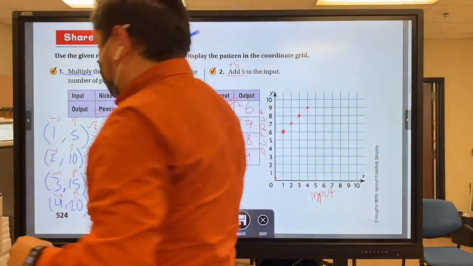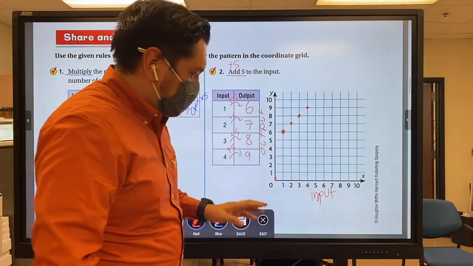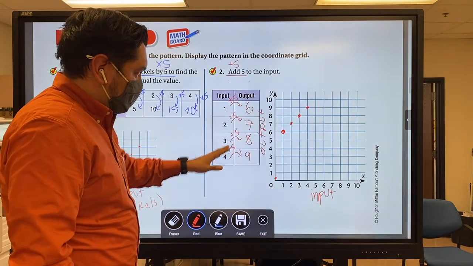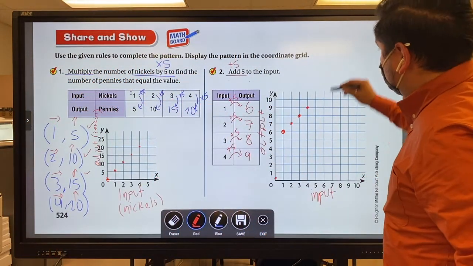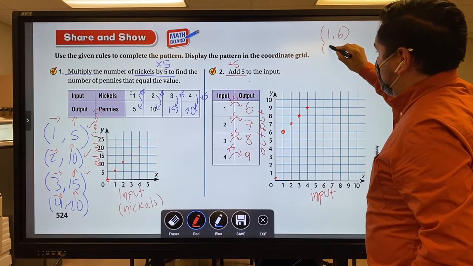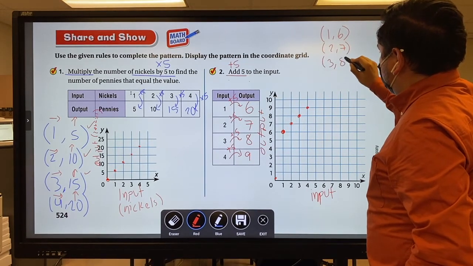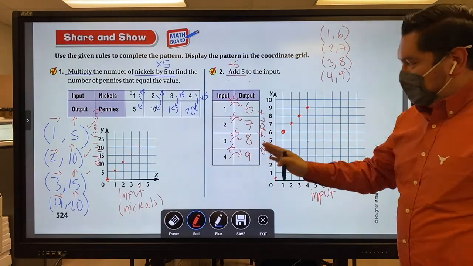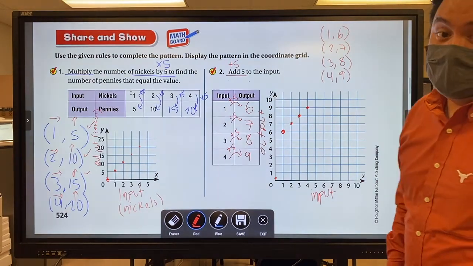All right, your 3 minutes are up. If you take a look at this, this should have been your work that you did. I am missing something. I'm missing the order pair, so I'll go ahead and write them here. 1, 6, 2, 7, 3, 8, 4, 9. And then I'll just use these to plot them in my coordinate plane, my coordinate grid.